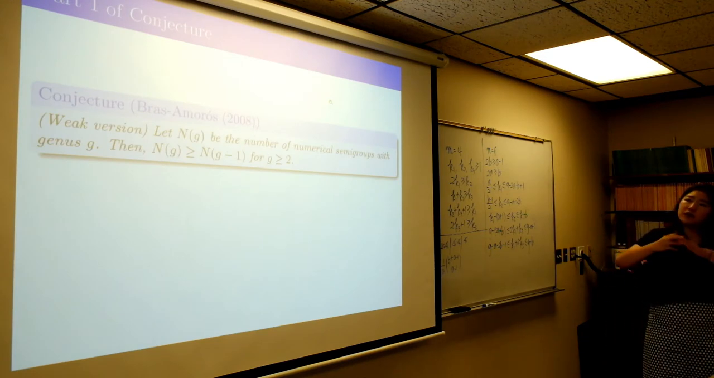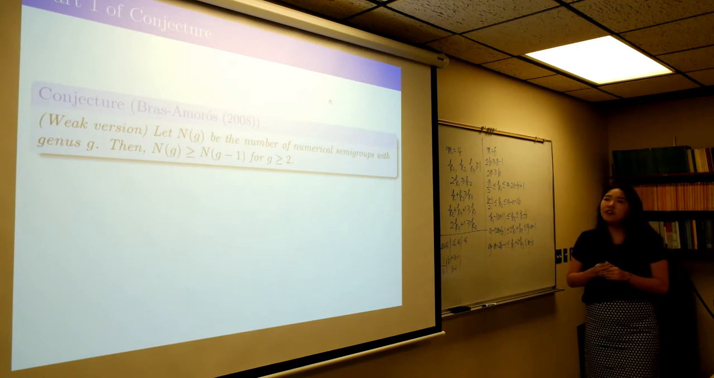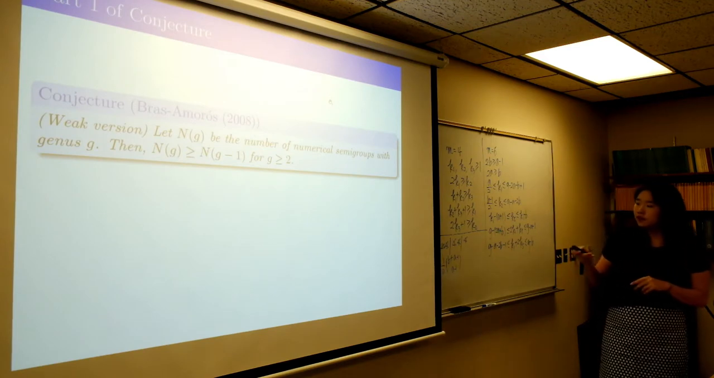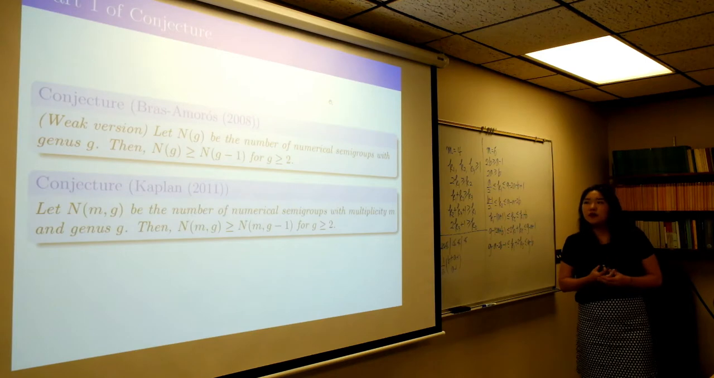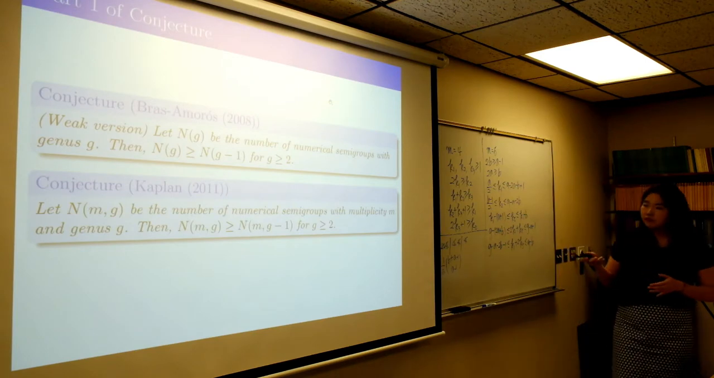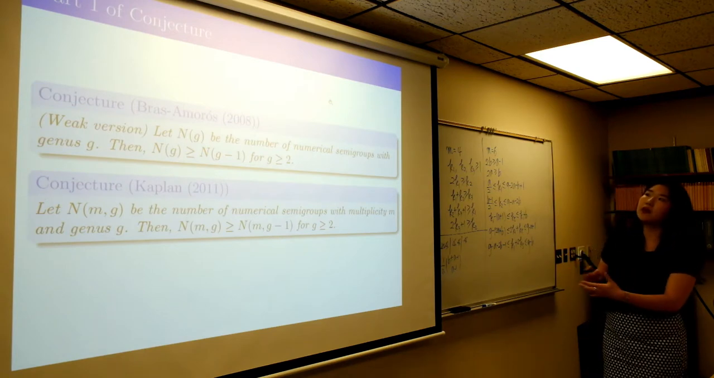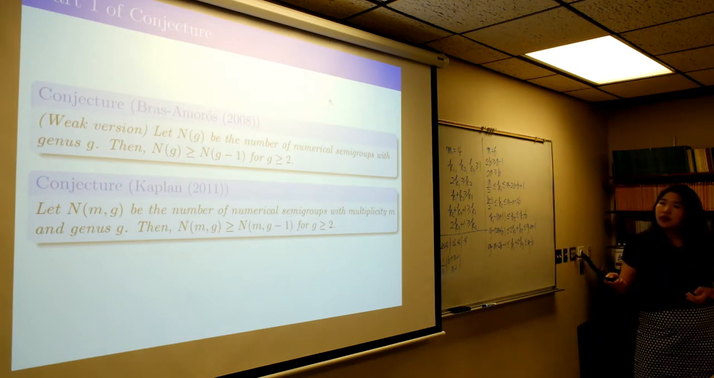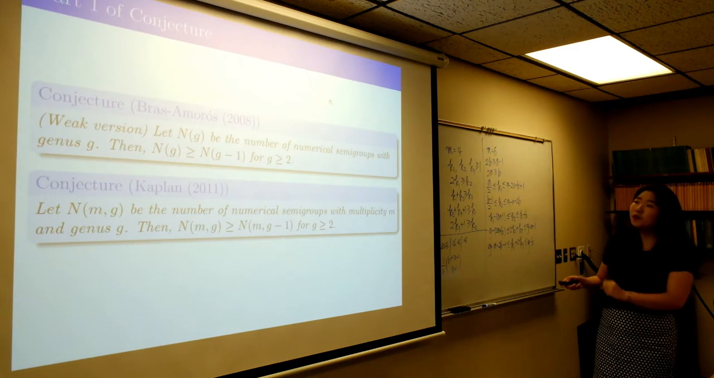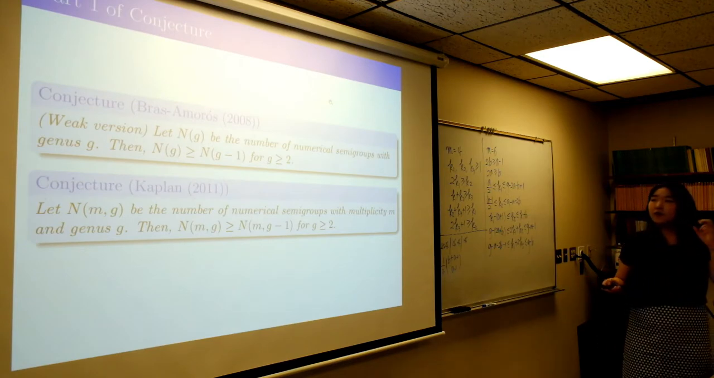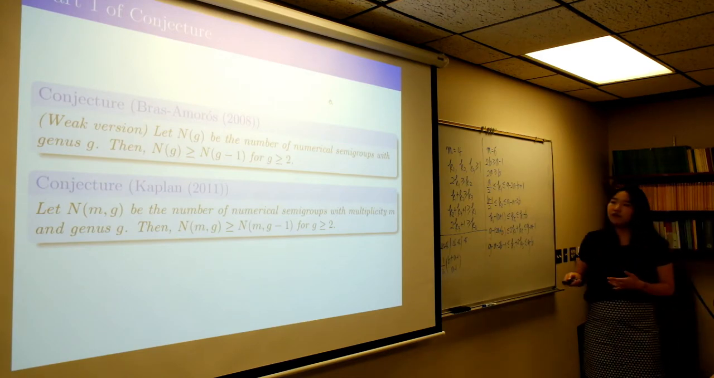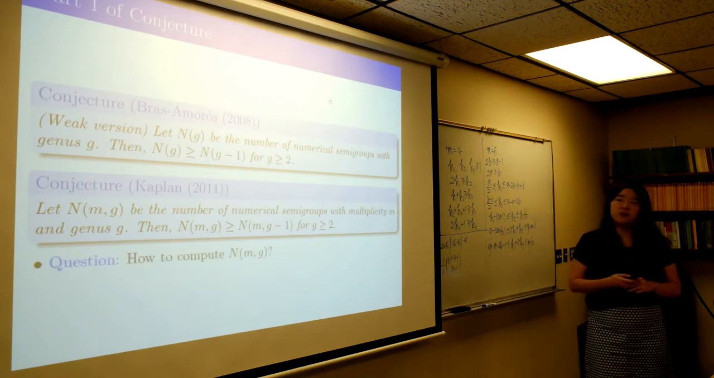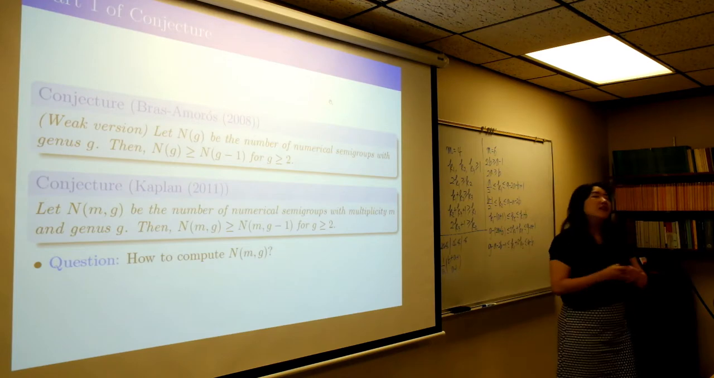And so to attack that conjecture, we can consider the weaker version of Bras-Amor's conjecture, which is that n of g is increasing in g. And in 2011, Kaplan made another conjecture that will imply Bras-Amor's conjecture. So here, he defined another term, the number of numerical semigroups with multiplicity m and genus g. And for fixed multiplicity m, N of m, g is growing in g. So now we are interested in how to compute this object, N of m, g.